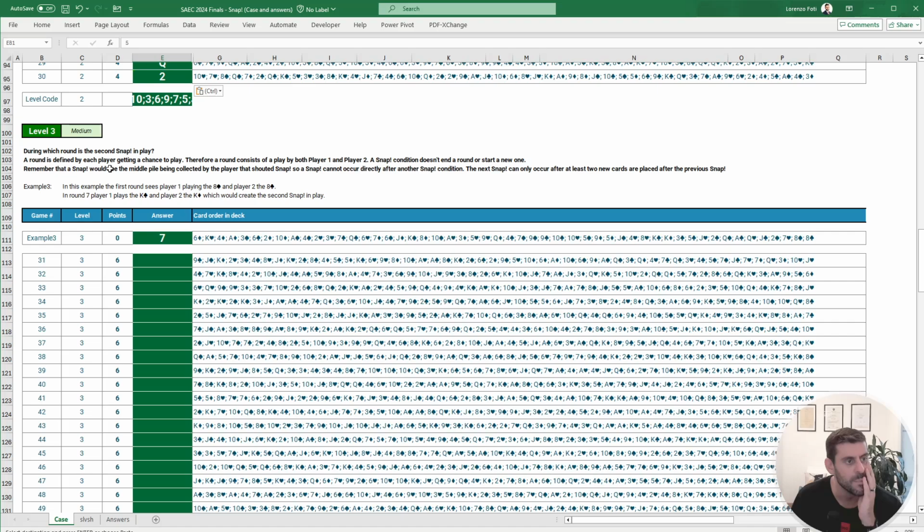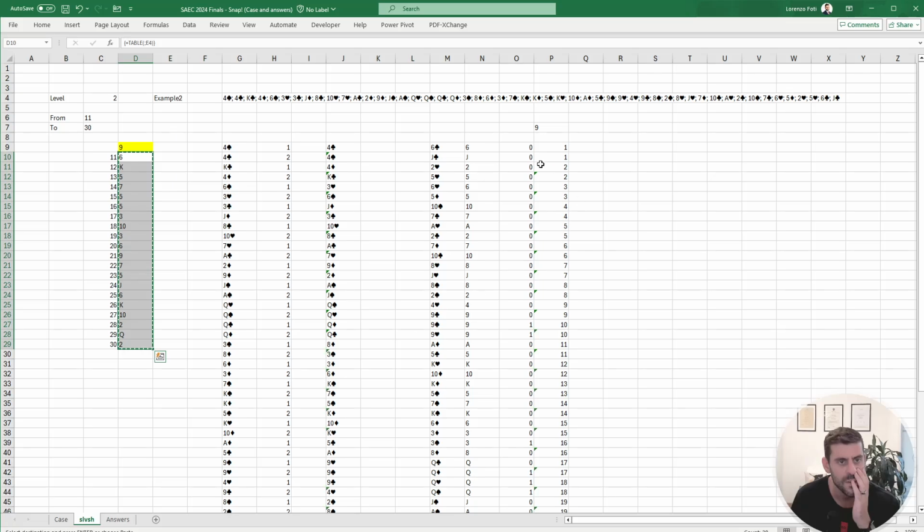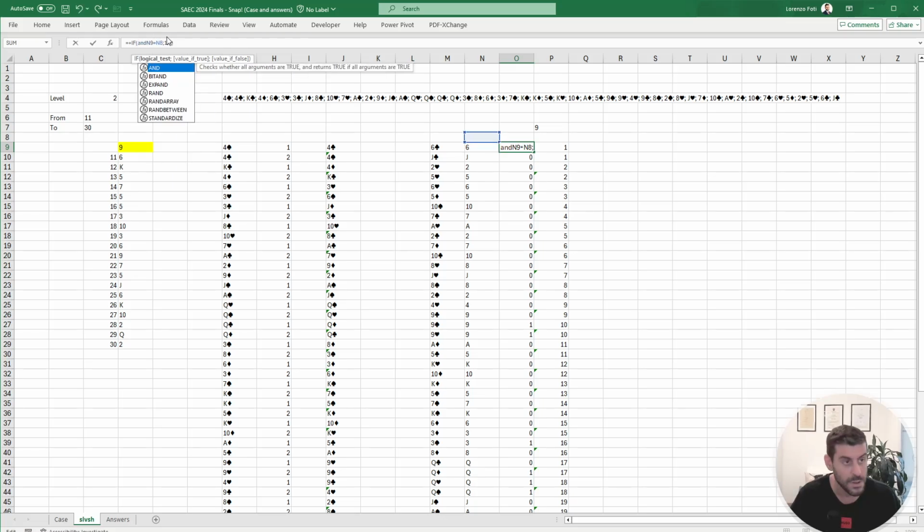A round is defined by each player getting a chance to play. The round consists of play by both. A snap condition doesn't end a round or start a new one. Remember that a snap will see the middle pile being collected by the player that shouted snap, so a snap cannot occur directly after another snap condition, only after at least 2 cards. Okay, so basically you're telling me that those should be equal and this equals 0.